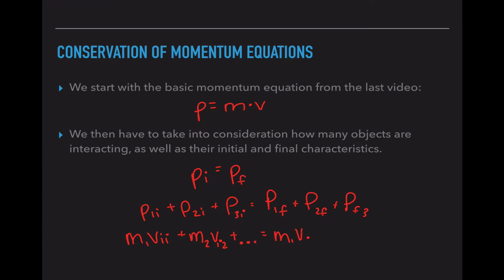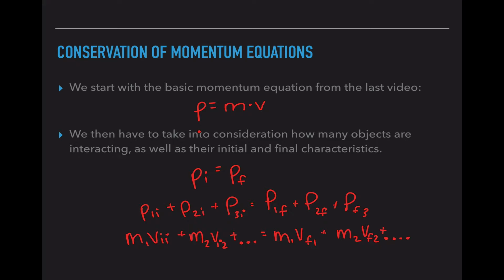Final of object 1 plus m2 times final velocity of object 2 plus ... So if we have 6 items in the beginning, we have to have 6 items at the end. So that means you're not limited to 2, you can have as many as you need.